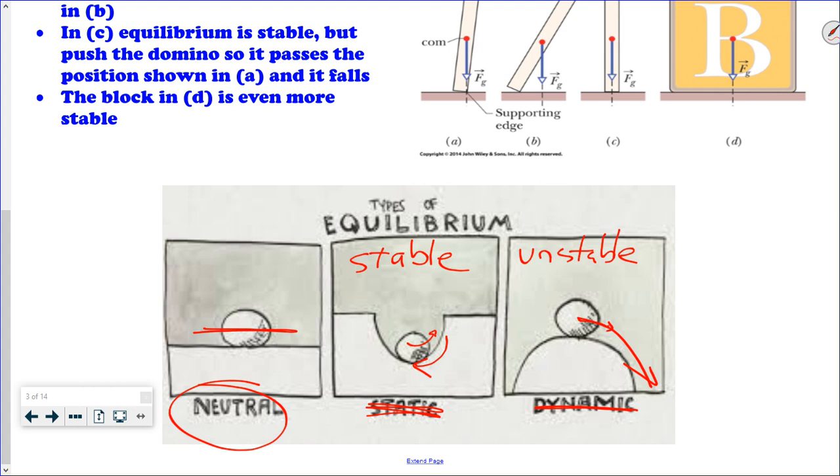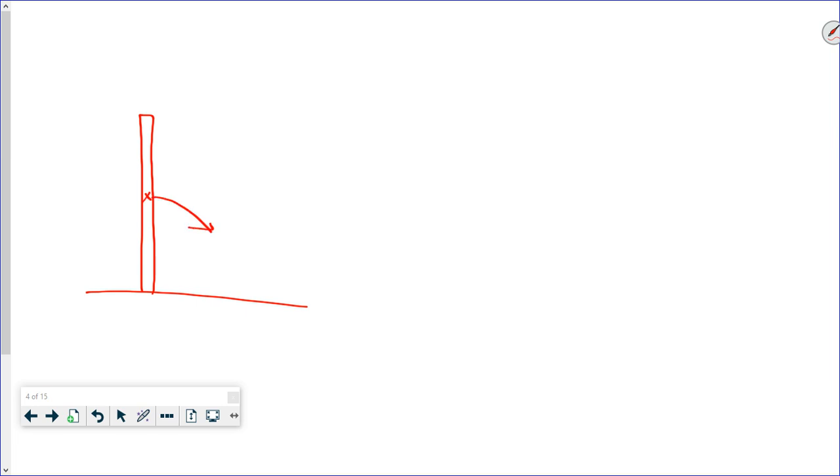Another example would be this. If you take a meter stick and balance it on one end, that's unstable equilibrium, because if you nudge it, the center of gravity is going to work against you. Whereas if you take that same meter stick and pivot it from the top, now a little nudge will raise your center of gravity, so that's stable.